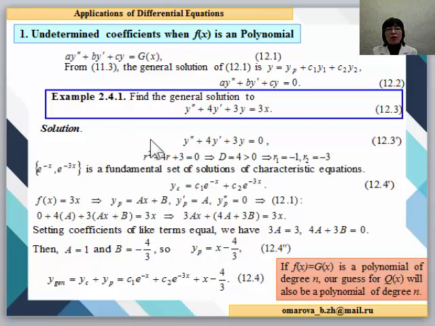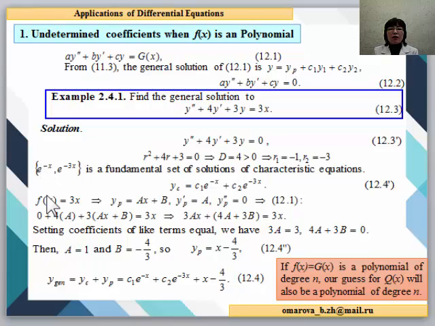Solution. Firstly, let's consider the complementary equation in the form 12.3 prime. This equation has the following characteristic equation. The discriminant is equal to 4. It's a positive number. Then we have different real roots, 0, -1 and -3. Then we can write the following fundamental set of solutions of the characteristic equation. Then we can write the general solution of the given equation in the form 12.4 prime.